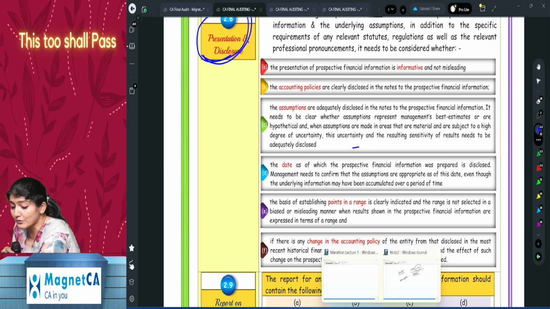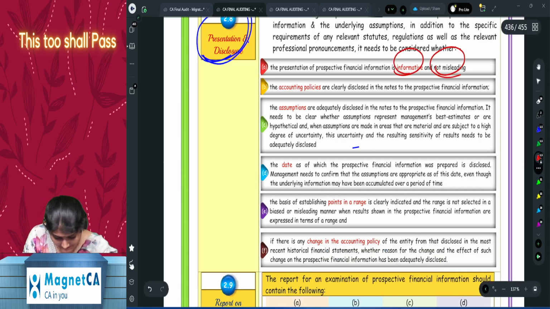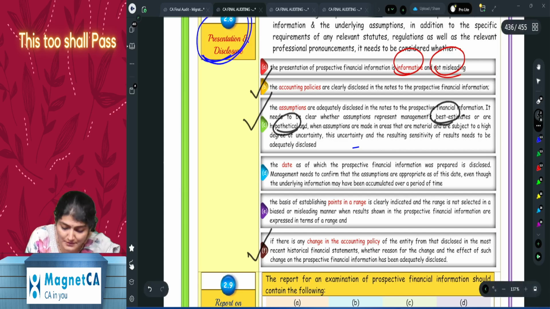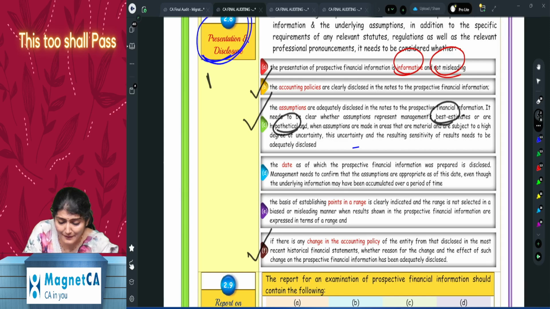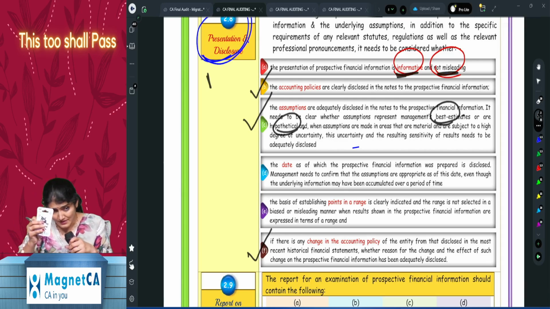Similarly, now if you happen to read this prospective financial information, what does it say? One, this information should be informative and not misleading. Second, all accounting policy should be disclosed. Any change in accounting policy should be disclosed, and the assumption should be disclosed, clearly distinguishing whether it's a best estimate or a hypothetical assumption. So point number one: the information should be given in a manner that is informative and not misleading. Second, accounting policy, then change in accounting policy, then the assumptions, clearly distinguishing whether it's a best estimate or a hypothetical assumption.